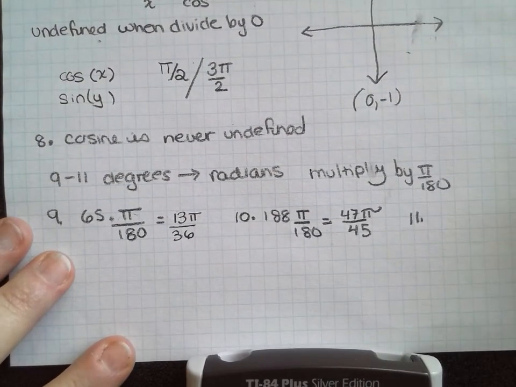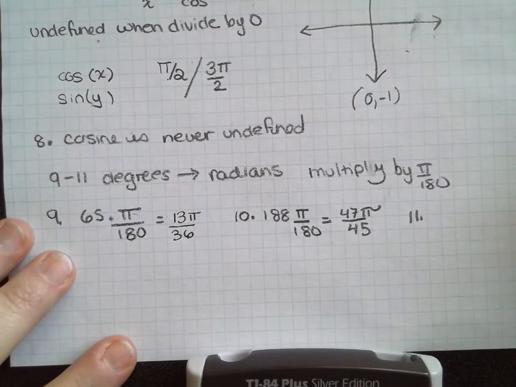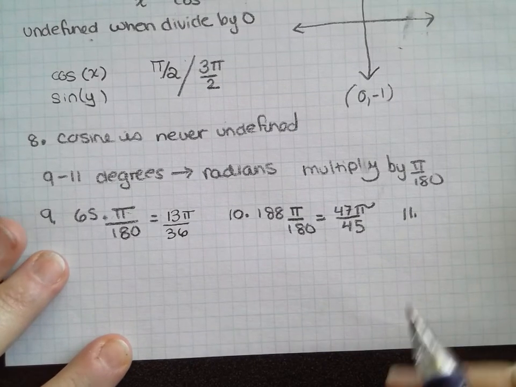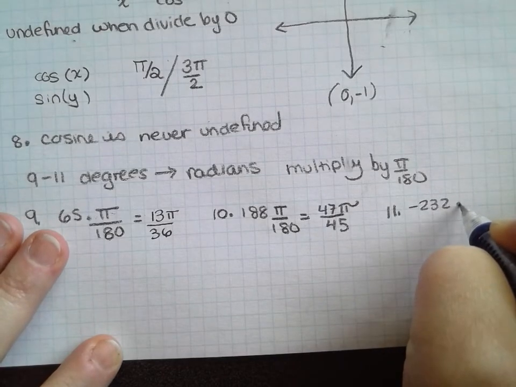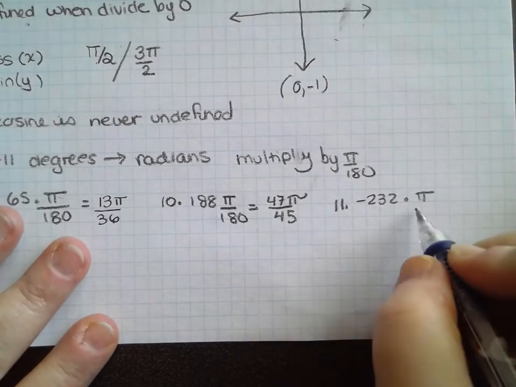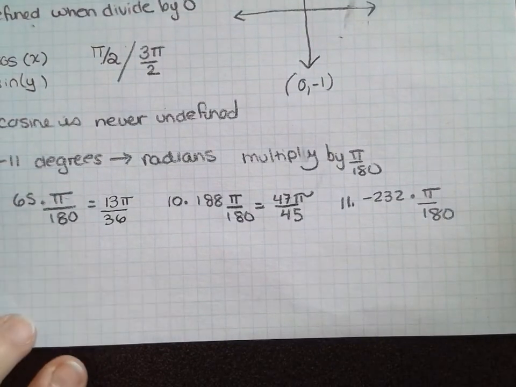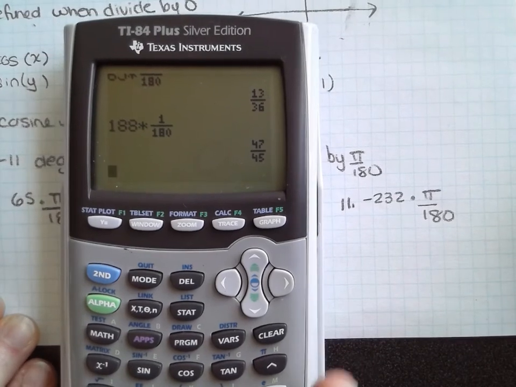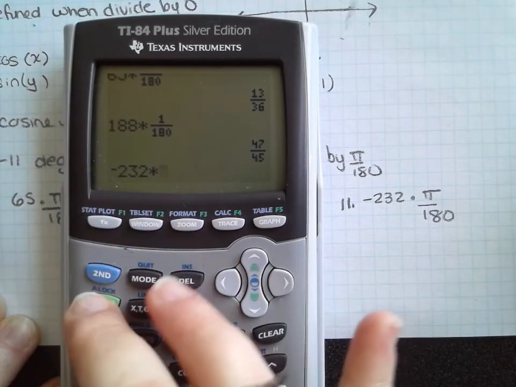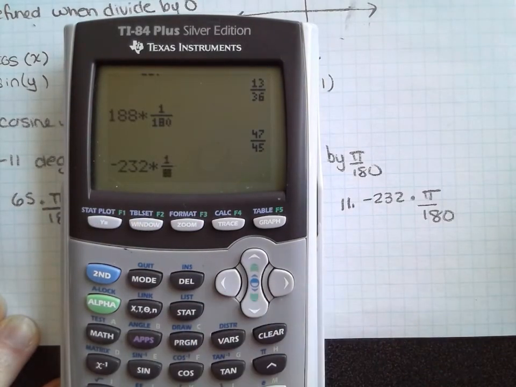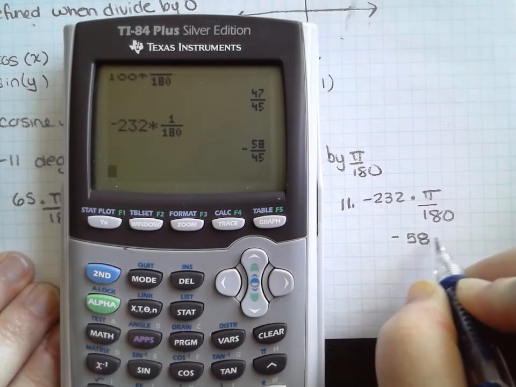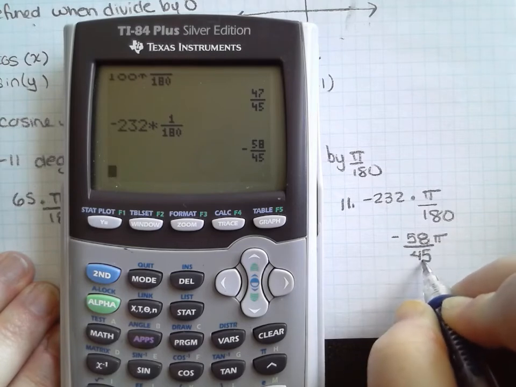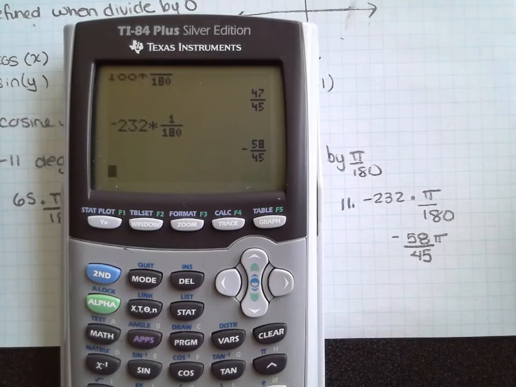Oh, we've got 0.32, I'm sorry, I'm switching around. Number 11 is negative 232 degrees. You can keep this negative, okay? So I'm going to multiply that by pi over 180. So I've got negative 232 times, alpha y equals 1 over 180. And just stick that pi in there. So that's going to be negative 58 pi divided by 45. Okay. So hopefully that's relatively easy.